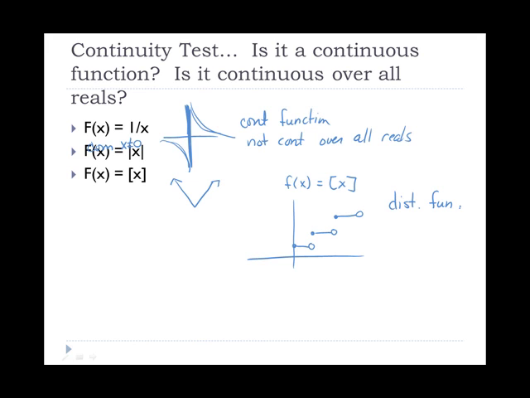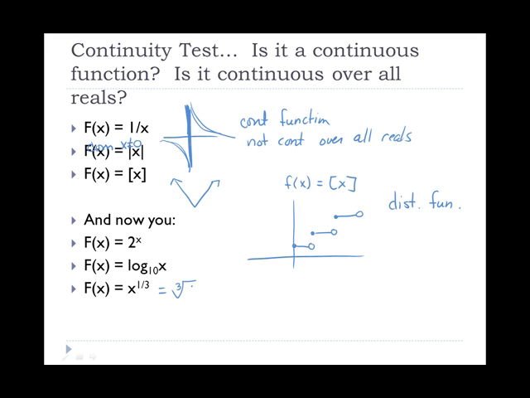So I encourage you now to take your calculators and see what you can do to tell me whether these three graphs are continuous or not, both for its domain and over all reals. I would make sure that you remember that x to the 1/3 is the same as the cube root of x. So take a second, take a look at what these graphs look like. Just decide if they're continuous, and then we'll come back with the answers.